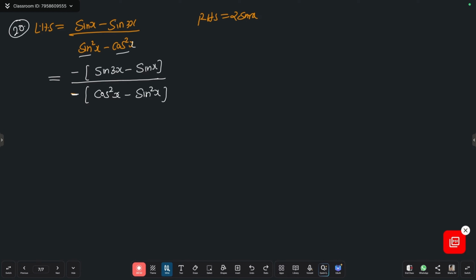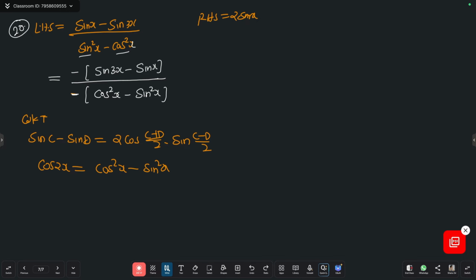Now which formula will we use? In the numerator, sin C minus sin D. You can again write whatever you are using: sin C minus sin D is 2 cos (C plus D) by 2 into sin (C minus D) by 2. In the denominator, the cos 2x formula: cos 2x is cos square x minus sin square x. Do you know if it is plus here, then it is 1, correct? Cos square x plus sin square x is 1, but if minus, then it is cos 2x.